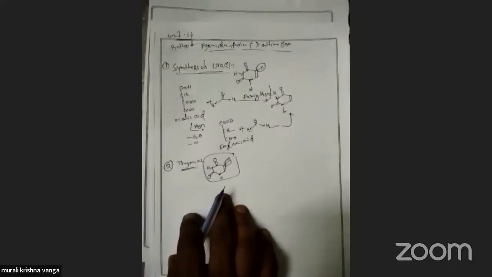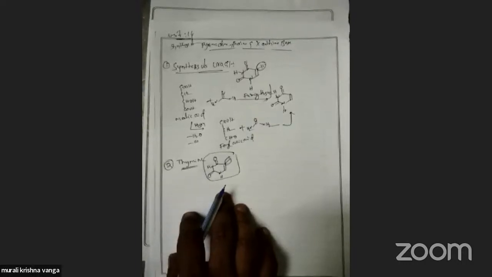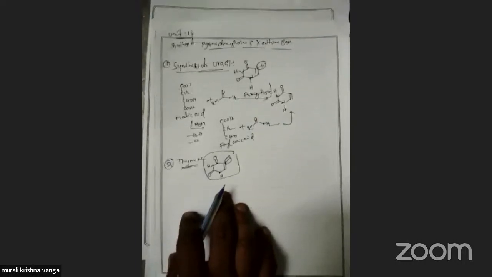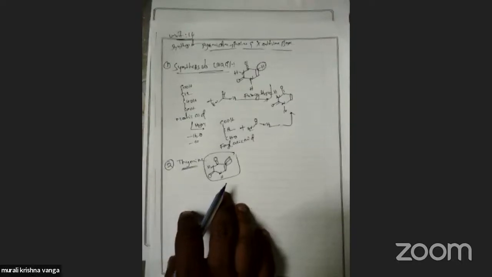It is easy, ma. This is the easy way. That's why I'm explaining this one. They're asking you to explain for 4 marks, I think a 4 marks question. They're asking you to write the synthesis of uracil directly.